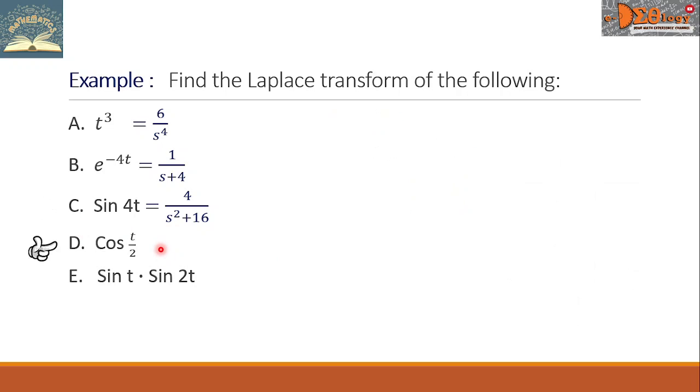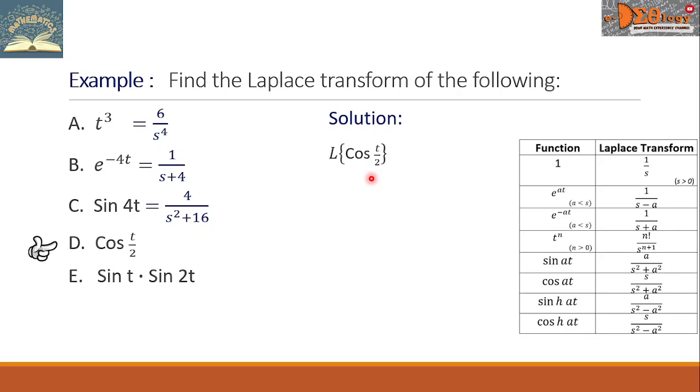Then we go to problem D. Our notation is L of cosine t over 2. In our table, we have this formula for the cosine at. Let us substitute the corresponding values. In here, the a value is 1/2. So we have s all over s squared plus the square of 1/2. We simplify the square of 1/2 to be 1 over 4.